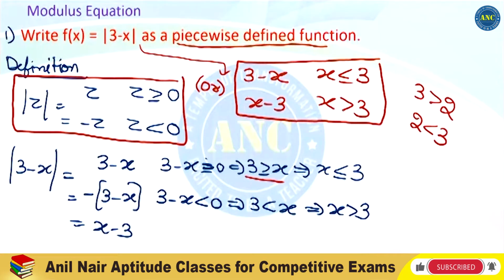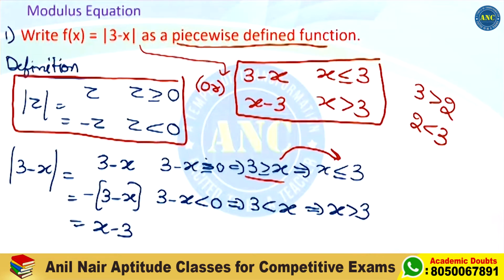So if I keep the left hand side as the right hand side and the right hand side as the left hand side, the inequality changes. 3 greater than or equal to x became x greater than or equal to 3. 3 less than x became x greater than 3. Minus into minus is plus, so it is x minus 3.